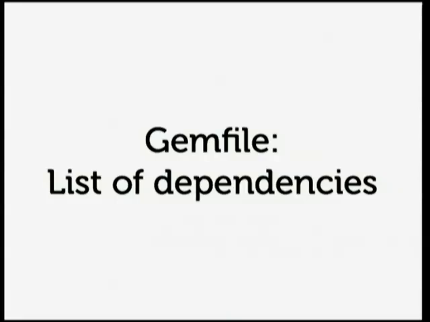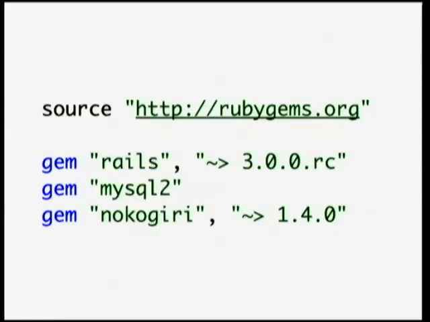So now, how does bundler work? Bundler manages dependencies on an application level. Every application that uses bundler has a file named Gemfile at its root. And the file is basically just a manifest of the application's dependencies. Here's an example. This is pretty simple, actually.